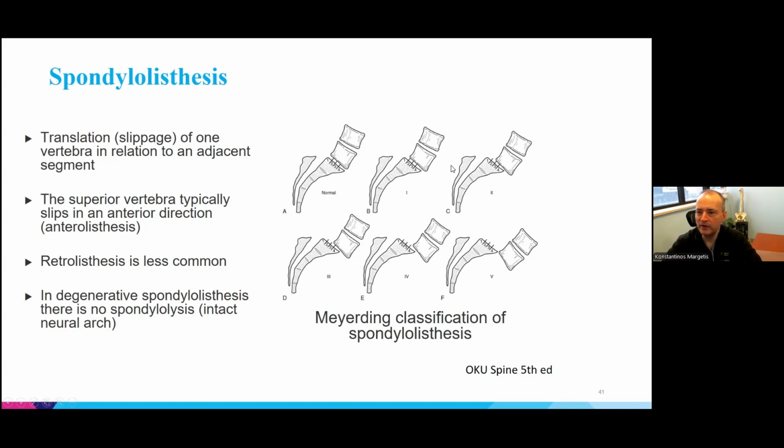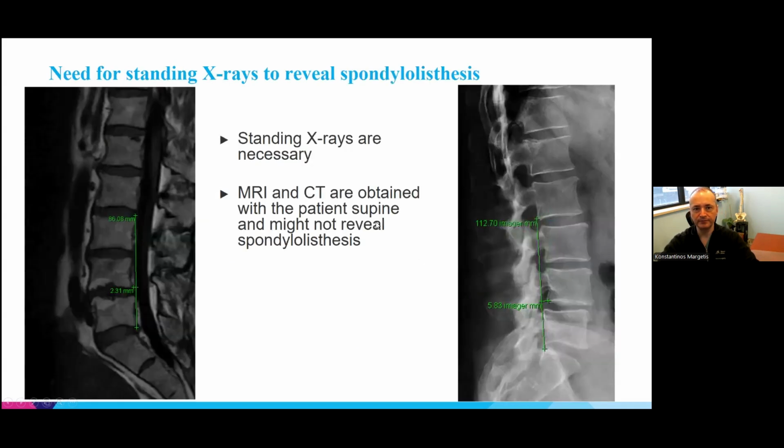And we have here different grades of spondylolisthesis. So you see here the slip. Look where this corner is in relation to that corner. And you see here that there is more slip here, more slip here. So we have this classification to help us quantify the degree of spondylolisthesis.